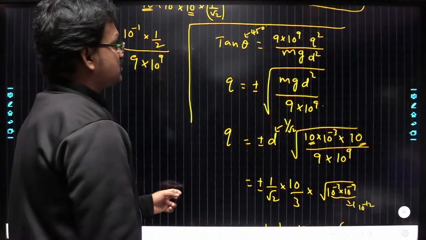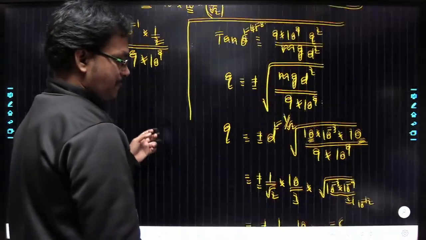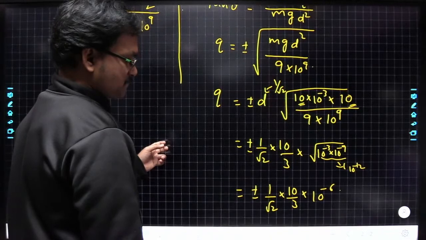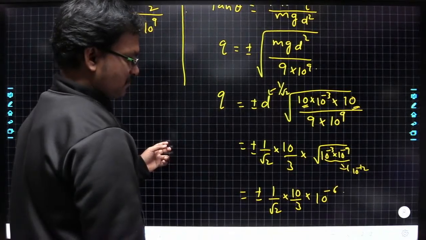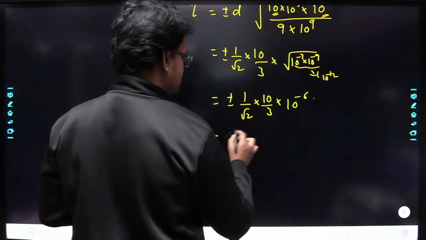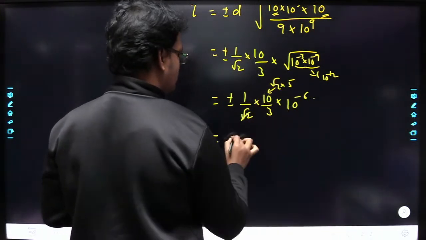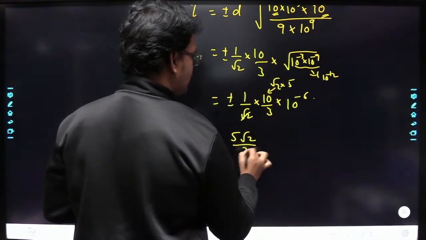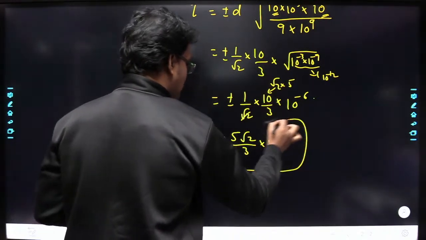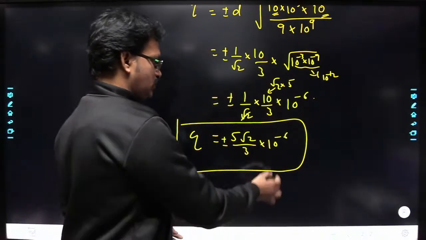You can check the calculation once here. So I think the calculation is mistaken somewhere. No, that's it here, right. Okay, so here 10 I can write as 2 into 5, so here you will get root 2. So you will get 5 root 2 by 3 into 10 power minus 6, plus or minus. So this is the value of q here. So q is equal to plus or minus 5 root 2 by 3 microcoulomb.